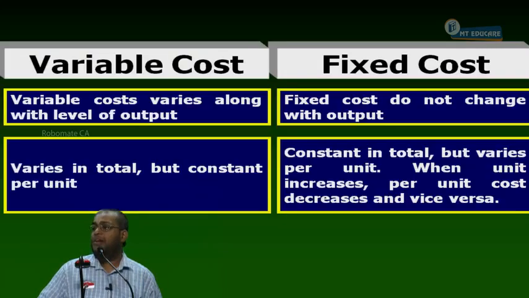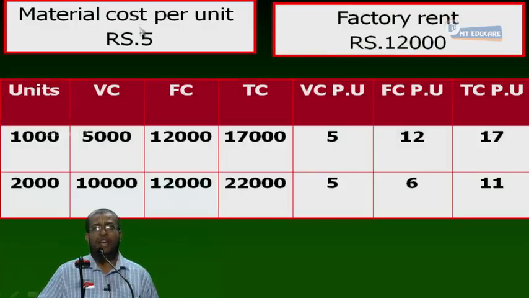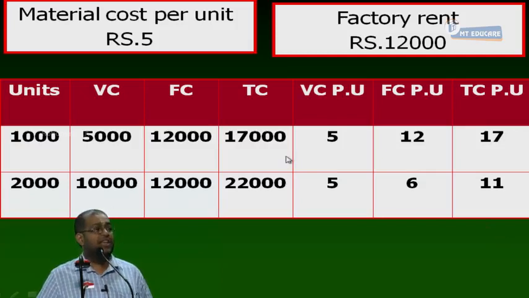Now tell me, what are the 3 types of cost? Variable, fixed, semi-variable. Variable is always constant per unit, varies in total. Fixed is constant in total, varies per unit. Semi-variable cost is neither constant per unit nor constant in total. These are the 3 types of cost.